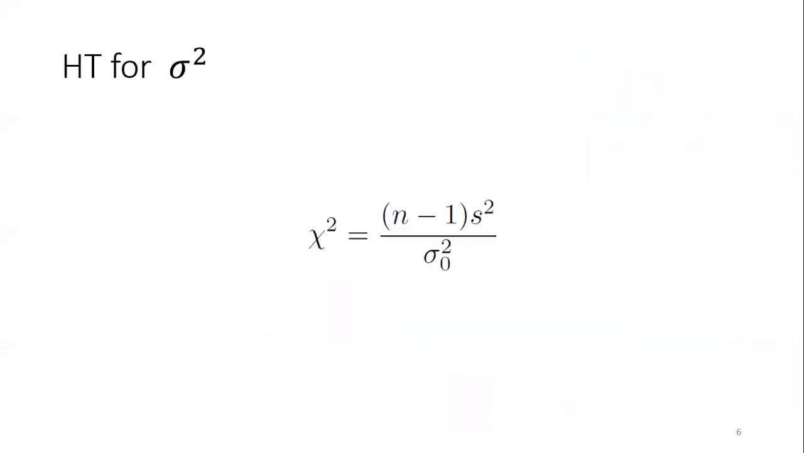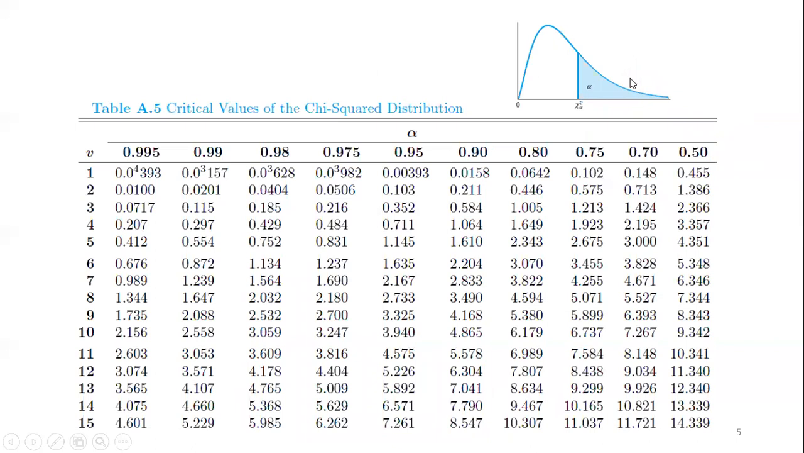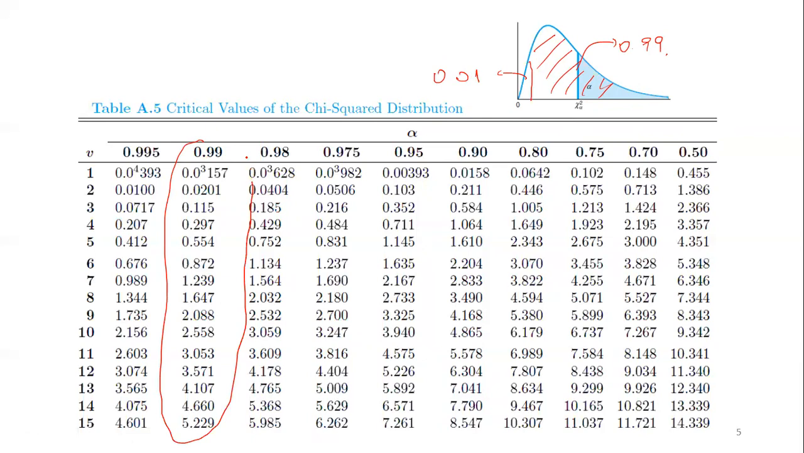So let's look at the table again. If I want to find the chi-square value which leaves an area of 0.01 to the left, what does it mean? This area will be 0.99. So I should go and look at the table for this column. If your degrees of freedom is, for example, 10, then 2.558 is your number.